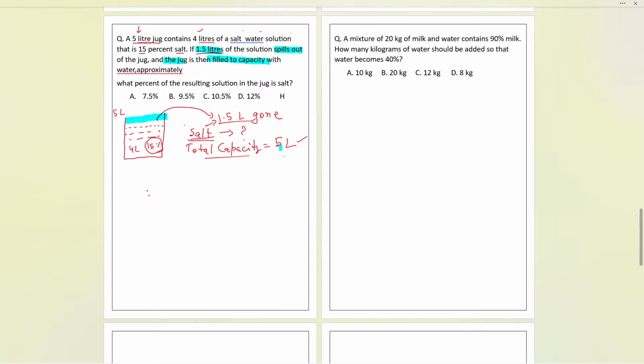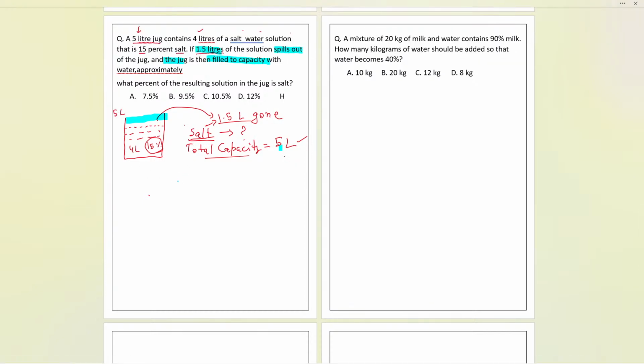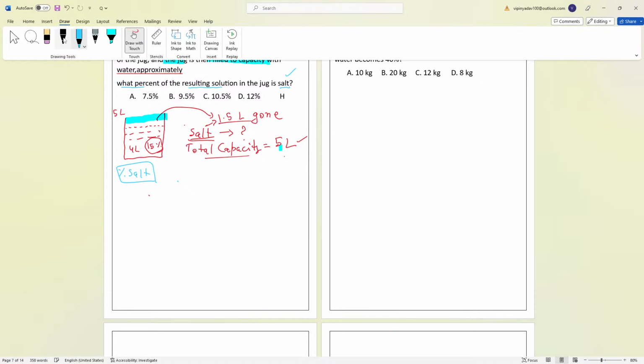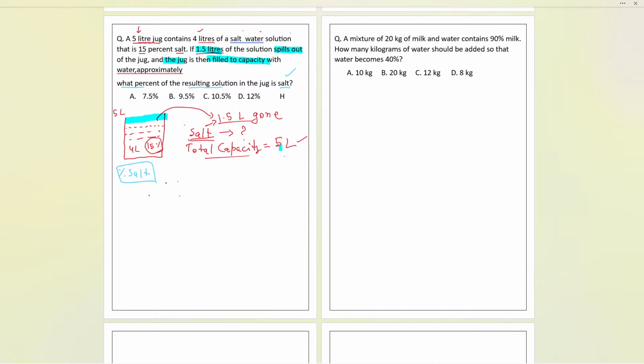Let us try solving this question. The question is: what percent of the resulting solution is salt? We need to find the percentage of salt, and let us understand how we are going to find it. We'll start with the initial part. The total quantity of solution was 4 liters.